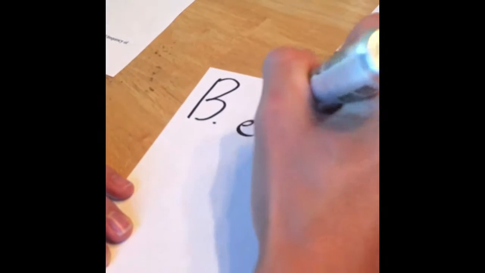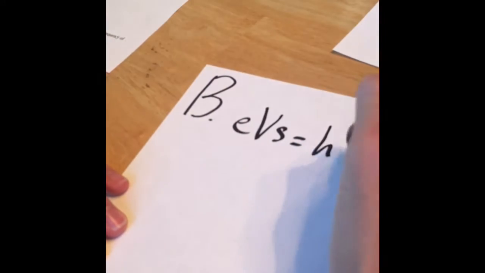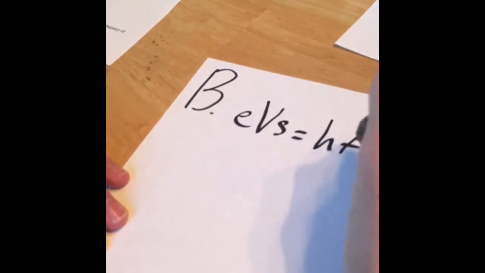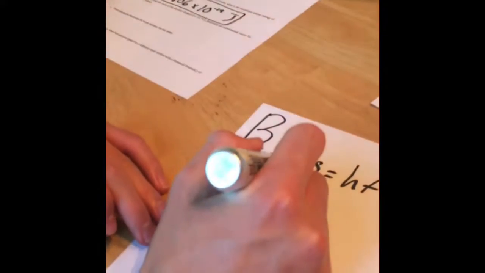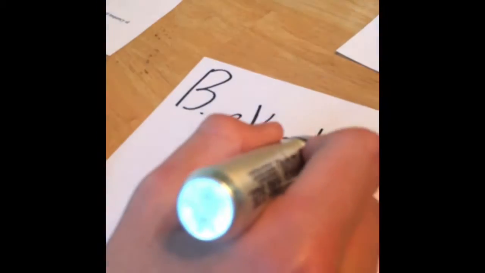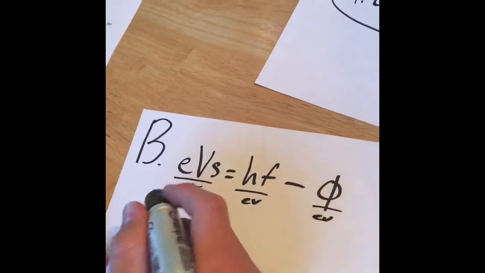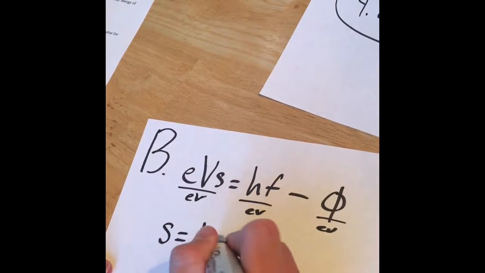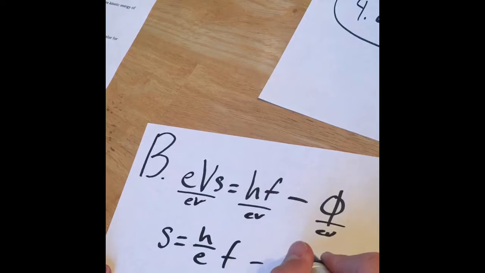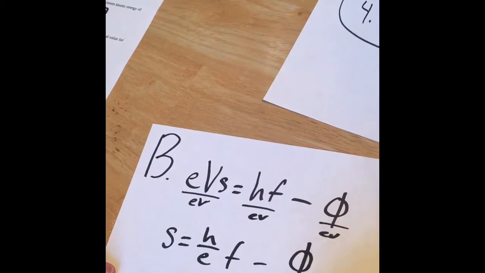So here's how we're going to do this. We are going to set eV_s equal to hf, so Planck's constant times frequency, minus phi, the work function. Then we're going to try and get into a y equals mx plus b. So what we're going to do is divide by e. It's the same thing. So then we got V_s equals h over e times f minus phi over e.